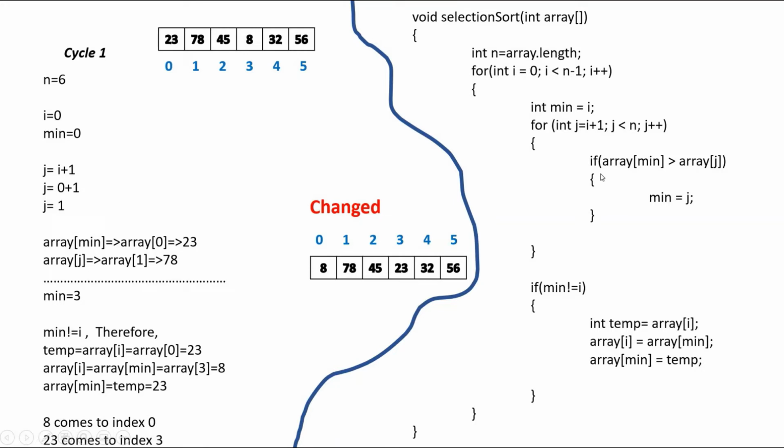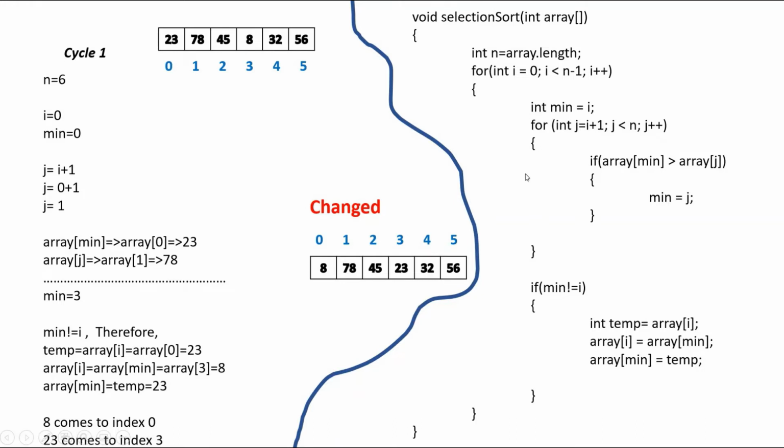In here, there's an if statement. This if statement states that if array[min] is greater than array[j], this will happen. Let's see what our array[min] is. Min is 0. Array[0] is 23. Array[j]: what is j? j is 1. So 23 and 78. Is 23 greater than 78? No, right? So that means this will not happen. It will go to the next iteration because it can go up to j is less than 6.